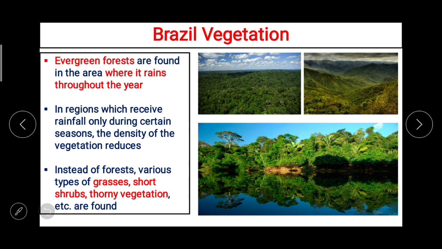Evergreen forests are found in the area where it rains throughout the year, and in regions which receive rainfall only during certain seasons, the density of the vegetation reduces. So instead of forest, various types of grasses, short shrubs, thorny vegetation, etc. are found there. So again the same thing I am repeating, it all depends on the rain.